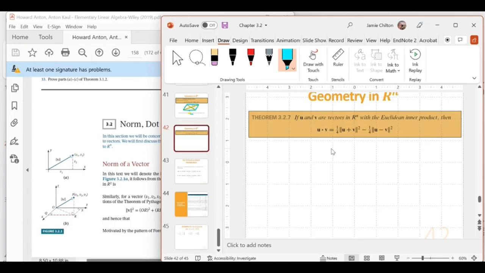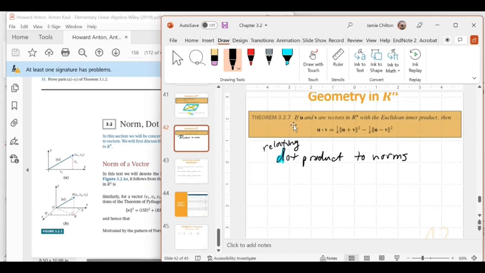No, this one in particular is making a relationship between the dot product. Oops, go back to here. The main takeaway here is we are relating the dot product to the norms. So this is going to be kind of a fundamental relationship.